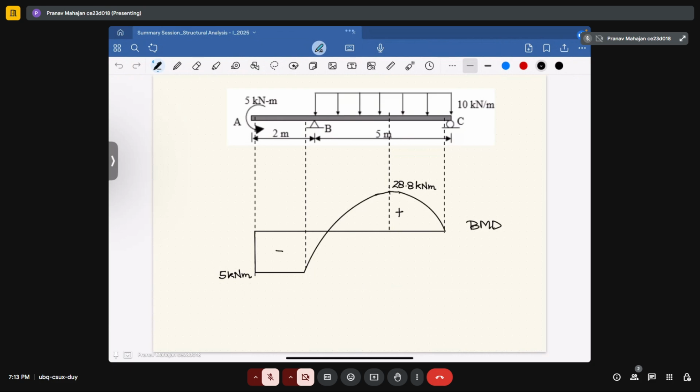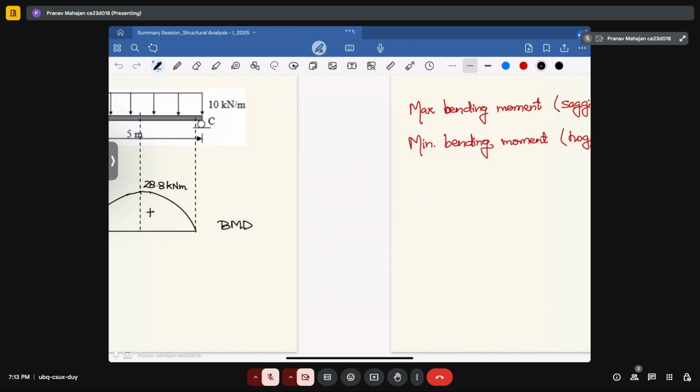And in the AB section, it is coming out to be an anti-clockwise moment concentrated at A. So that will give you a constant line till A for the AB section, and that's why the slope of that line is constant. And when you join all of them, you will get to know the bending moment profile of the whole section. So from this you can conclude that maximum hogging moment is coming out as minus 5 kilonewton meter, and maximum sagging moment is coming out as positive, equal to 28.8 kilonewton meter.